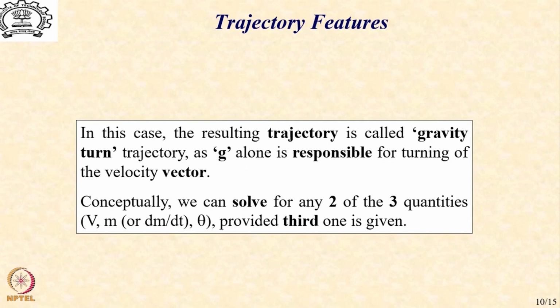So, from our basic understanding of solution of such equations, we note that if I specify any one of these, I can solve for the other two. Which means now I have a requirement that I must specify either velocity or burn profile or a flight path angle profile.